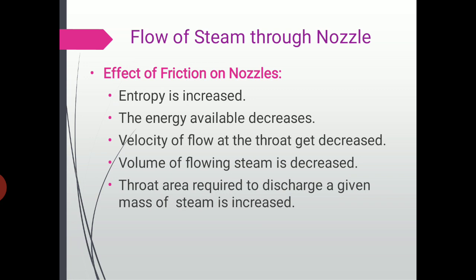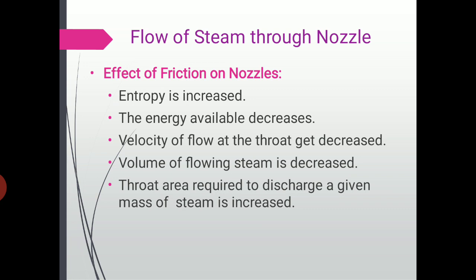How exactly does friction affect the nozzles? Okay, so with friction, entropy is increased. Okay, the energy available decreases because of resistance. First one, entropy is increased, energy available decreases. Okay, then velocity of flow at the throat gets decreased, because sudden pressure drop occurs. So velocity of flow at the throat gets decreased.